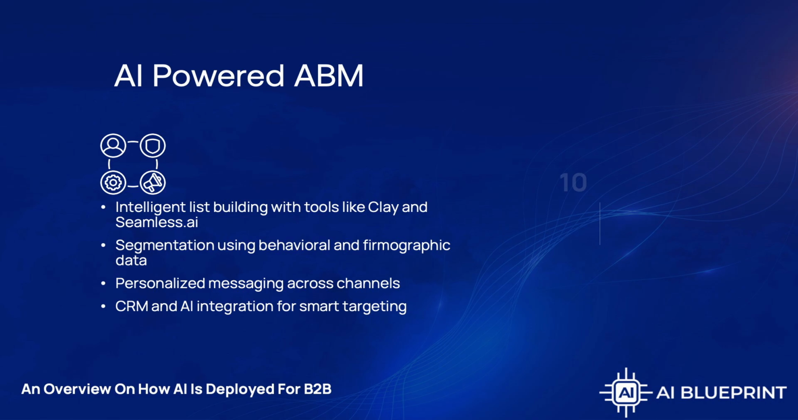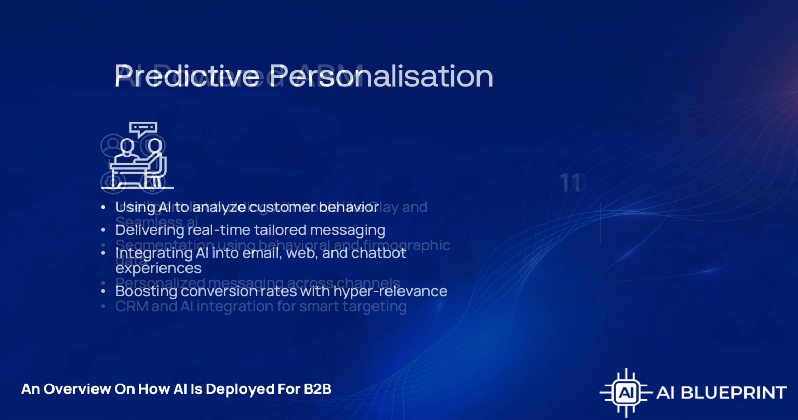We then do personalized messaging across channels, CRM, AI integration for smart targeting. So what we'll do is we will integrate our CRM with the AI system, with something like Clay or whatever, and then we can have smart targeting.